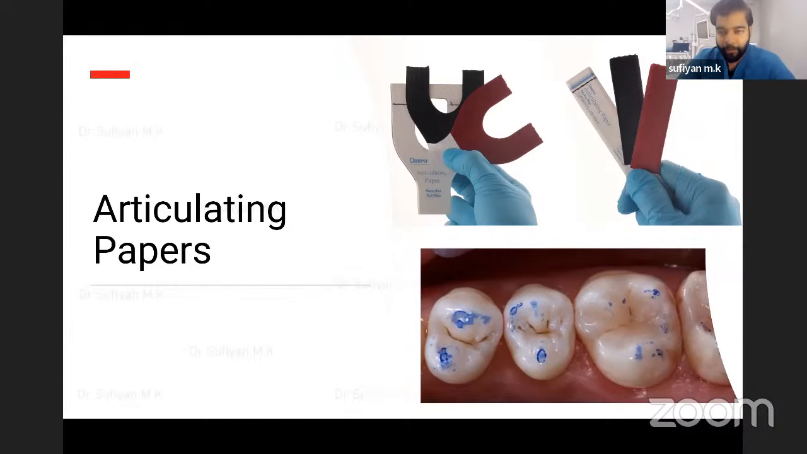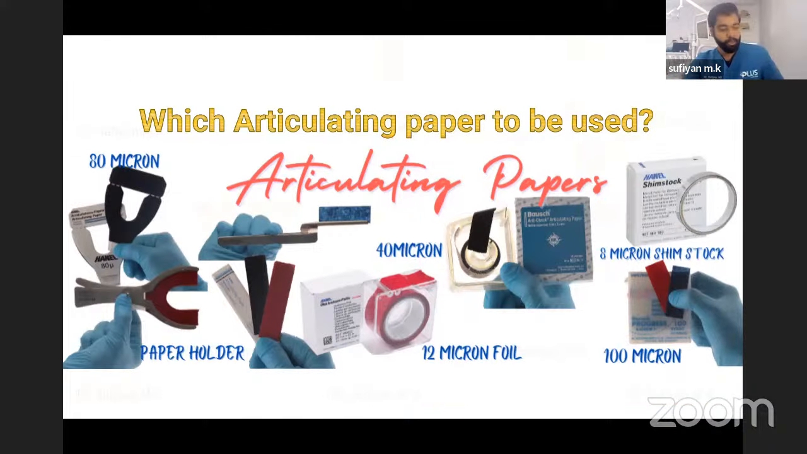So now you know the different types of occlusal schemes. Let's see how to record these occlusal points. Which articulating papers are to be used? These are the different types of articulating papers: 80 microns, 40 microns, 65, 12 microns, 100 microns, 8 microns, and 200 microns also is there. This is an articulating paper holder, and this is a U-shape articulating paper holder. It comes with strips, and it comes with a roll, foils, right?